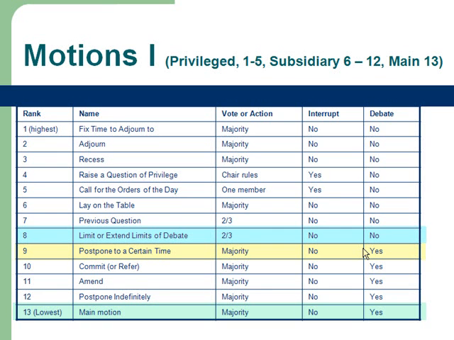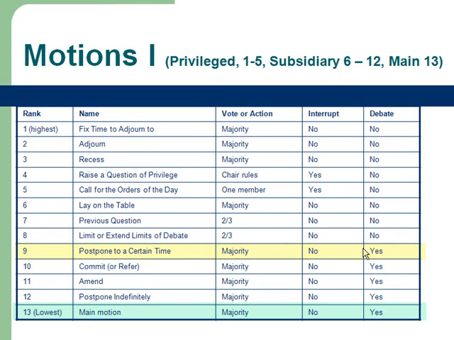So it takes more than a majority because it's infringing on the rights of the individual and maybe even a group of people who would be in a minority. So someone moves to limit the debate, and it goes to an immediate vote. No debate on this item, and it fails.